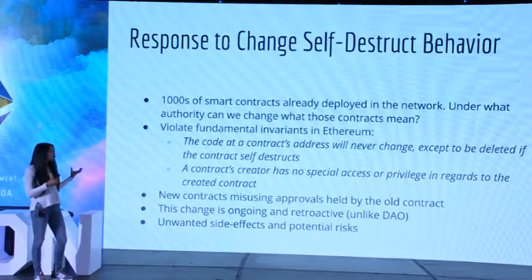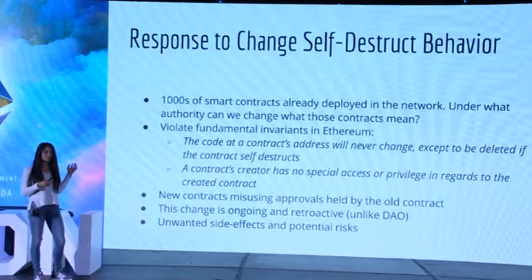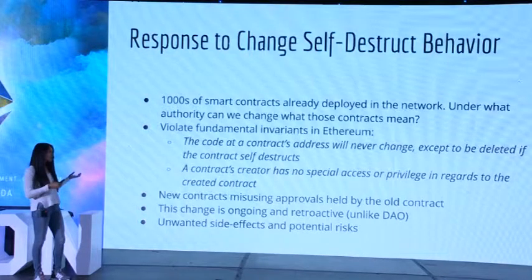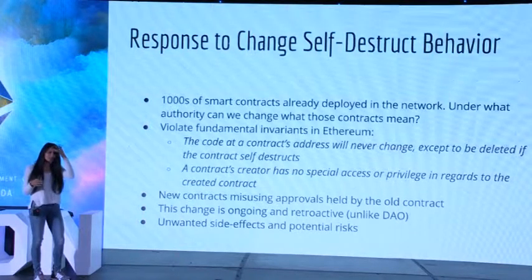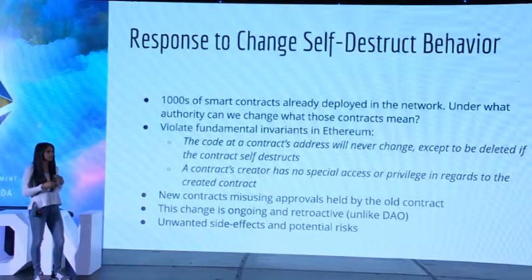And I'm summarizing Nick's response, one of the EIP reviewers, because I think it does a really good job of summarizing why this EIP is not the best proposal. And he says, thousands of smart contracts have already been deployed in the network. Under what authority do we have to actually change what these contracts mean? And the most important thing that he pointed out was this EIP violates fundamental invariants in Ethereum. Every software has invariants, right? And they operate under these invariants, and we're violating those invariants.